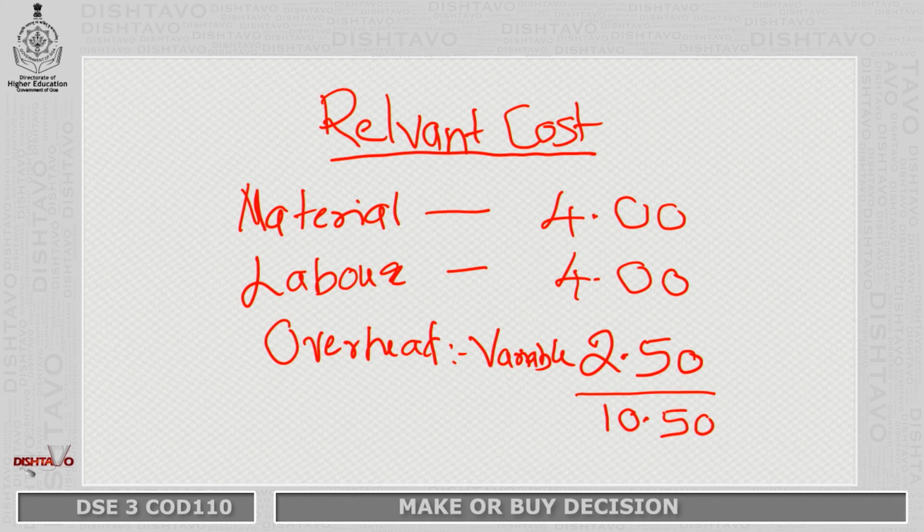Now, what is the offer of the buyer? This is the manufacturing relevant cost, so I will use a short form. Manufacturing relevant cost comes to 10.50, whereas the buyer's relevant cost, the offered price, is 11. So, now we have to make a decision. What is our decision? Manufacturing cost is less as compared to buying. So, naturally the decision will be to make the product.